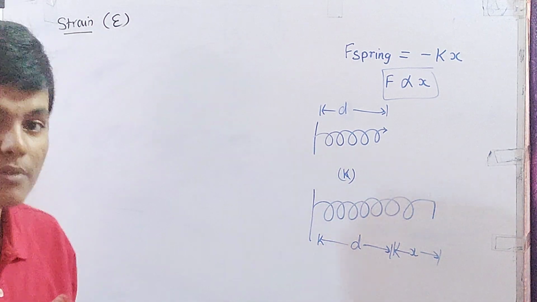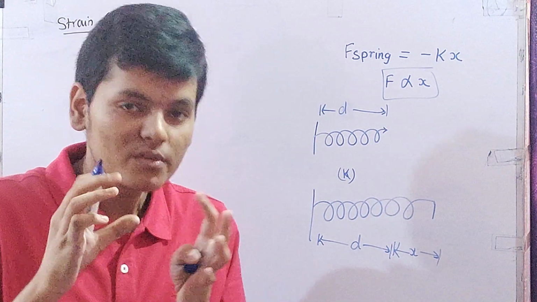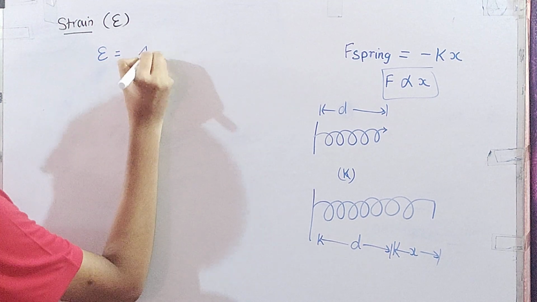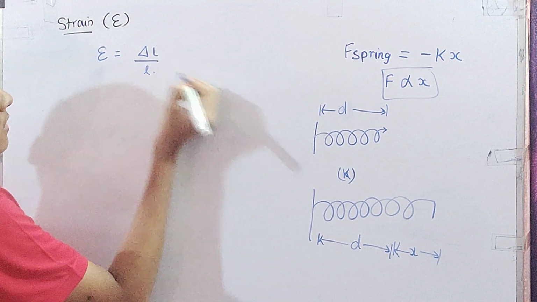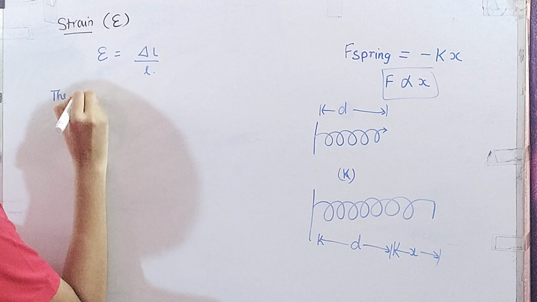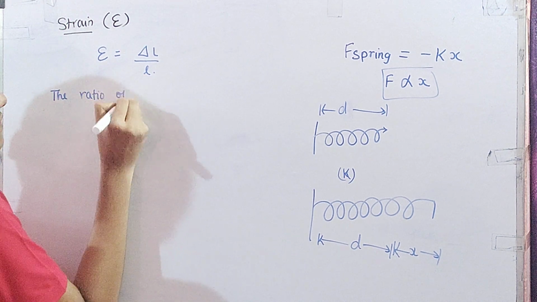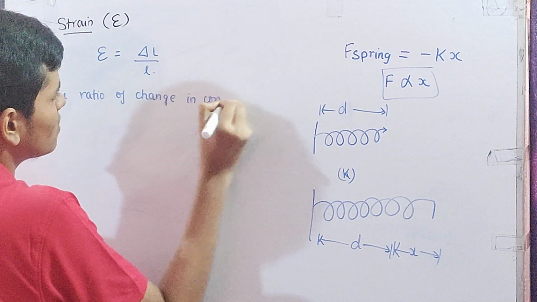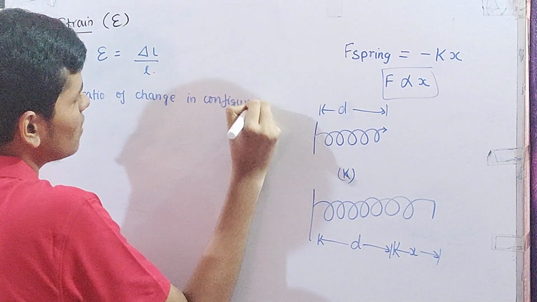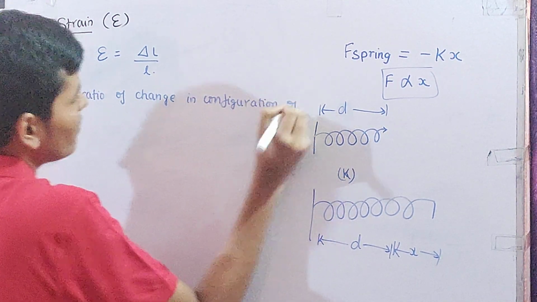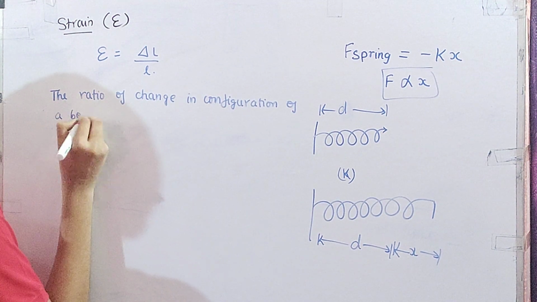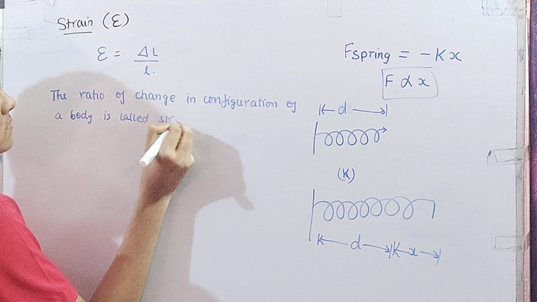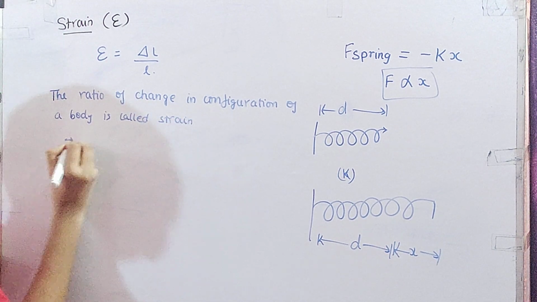Strain. Before moving on to the explanation, let me tell you the formula of strain. Epsilon is equal to delta L by L, which means the ratio of change in configuration of a body is called strain, and this strain is unitless.